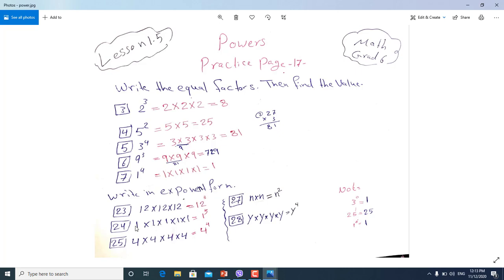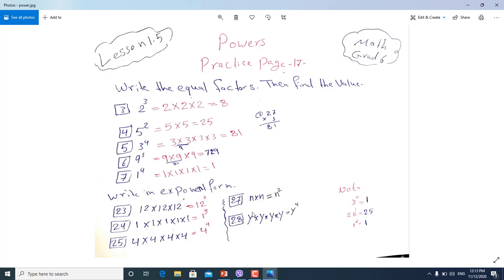And from there we have 1. So the factor is 1, so the base is 1. And how many times is it repeated? 1, 2, 3, 4, 5. So it's 5. And from there the base is 4. Look at that, the factor is 4. And how many times is it repeated? 1, 2, 3, 4. So the exponent is 4.